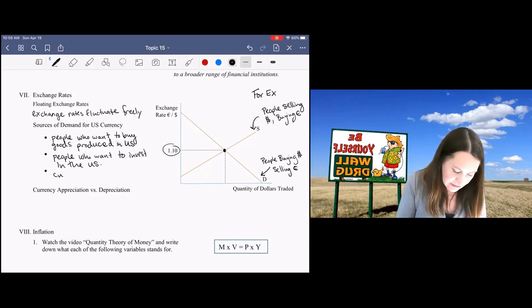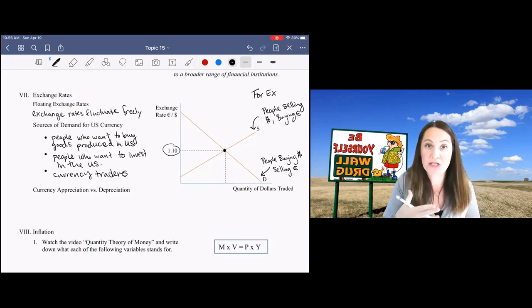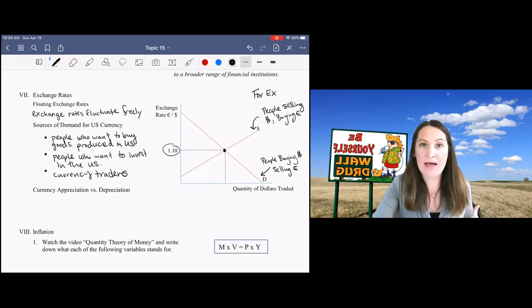And then the third factor here is currency traders who speculate on what exchange rates will be in the future. So if you expect the dollar to become more valuable in another month, you might go and buy up dollars now cheaply, because you expect dollars to be valuable in the future, at which point you could sell them. The effect of that really is to drive demand for dollars up today, increasing the value of the dollar today based on future expectations about the value of the dollar.